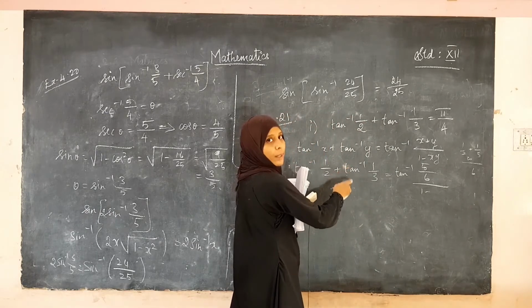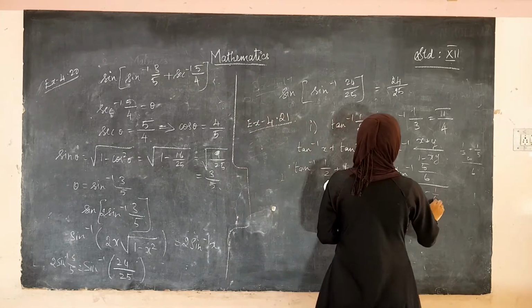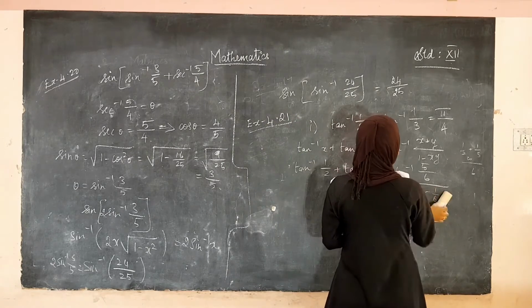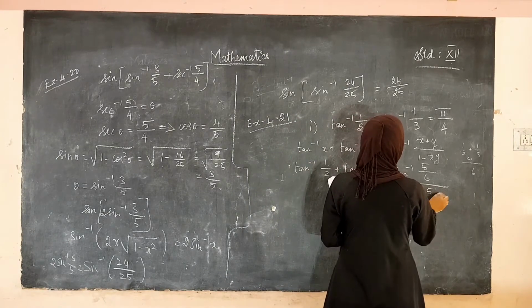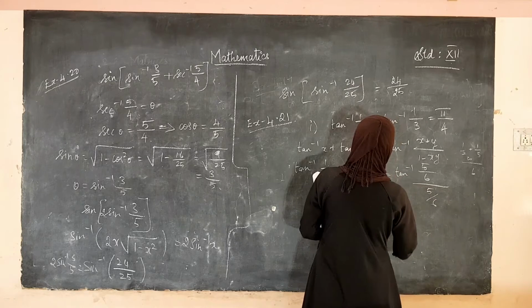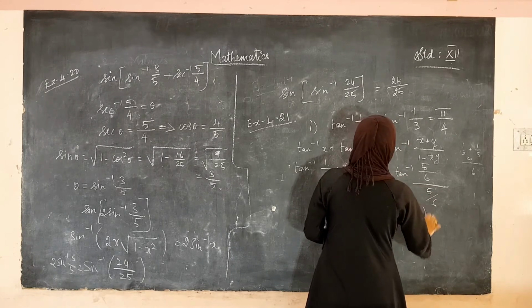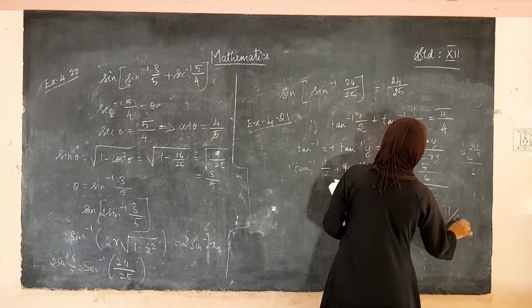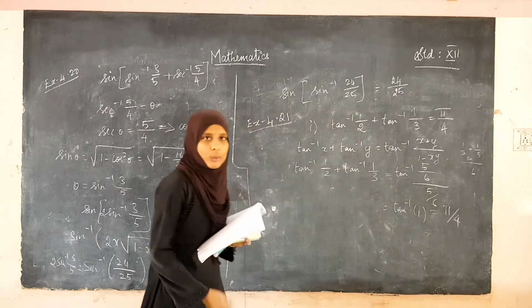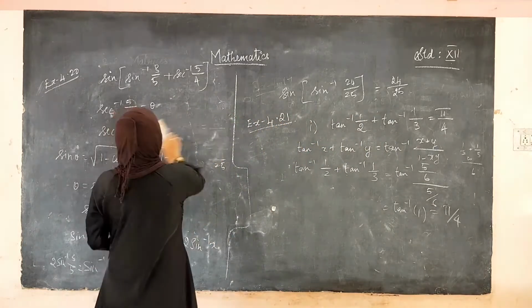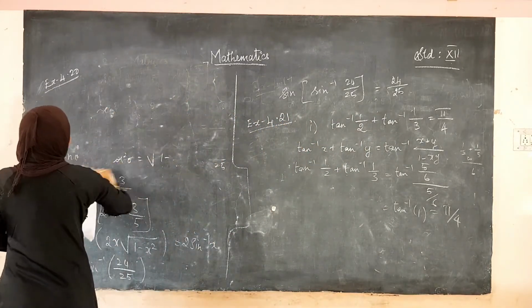1 by 2 into 1 by 3 is 1 by 6. Therefore, 6 minus 1 is 5 by 6. 5 by 6 divided by 5 by 6 becomes tan inverse of 1. The value is pi divided by 4. Tan inverse of 1 is pi divided by 4. See the next subdivision.